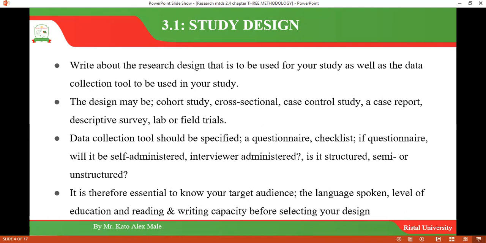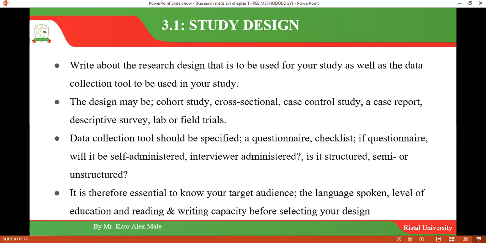To start with, the study design. Under the study design, we want you to write about the research design. We had the lecture on research design. If you haven't watched that lecture, please go and watch it and learn the different research designs. Here you write about the research design to be used for your study, as well as the data collection tools to be used in your study. Design goes with the tools.